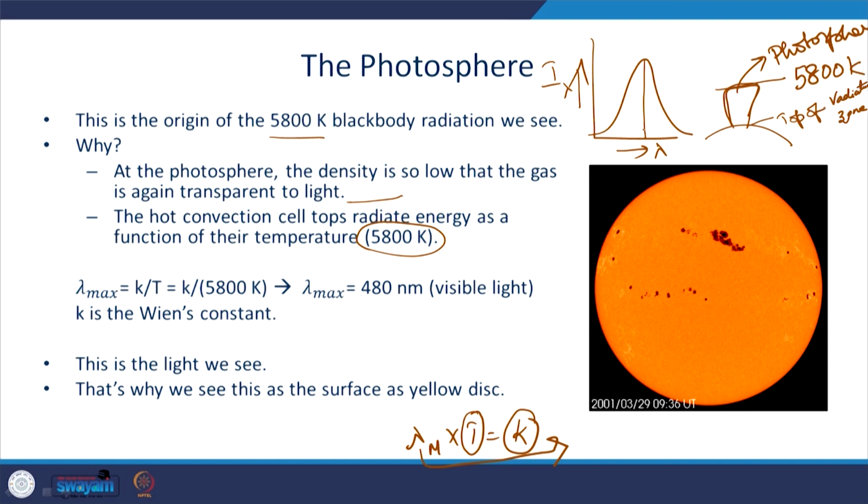If you substitute this into the simple formula, you will get lambda max as 480 nanometers, which is in the visible spectrum. That is why the sun's black body radiation spectrum looks as if the entire energy, or the maximum amount of energy, is concentrated in the visible spectrum. Okay. So, this is the light that we see, the yellow light or the white light. Since it is visible, that is why we see the surface as a yellow disk. Okay. So, this is something about the photosphere.